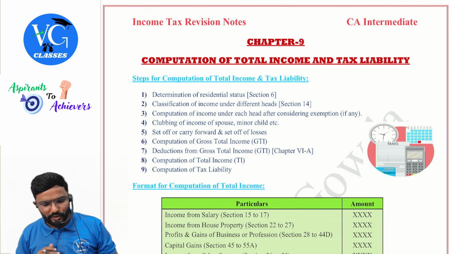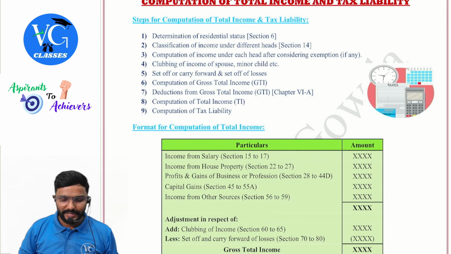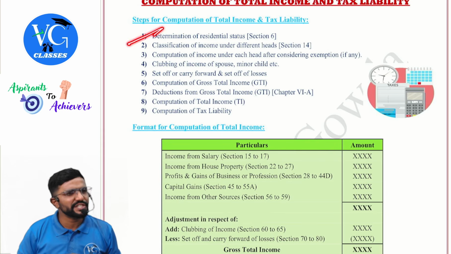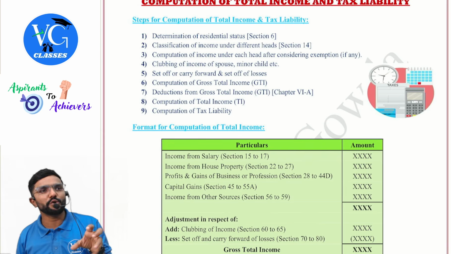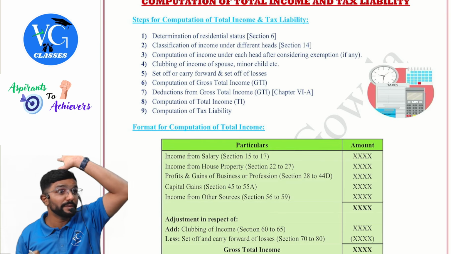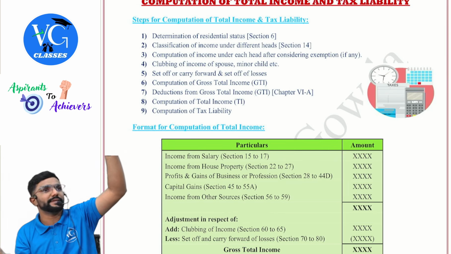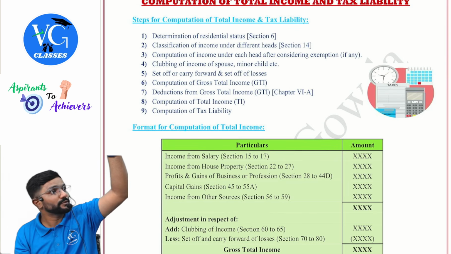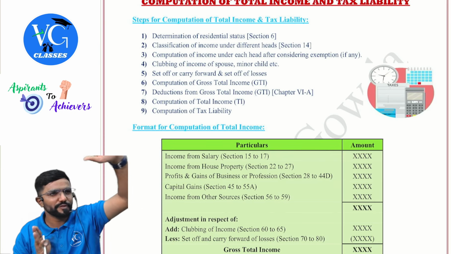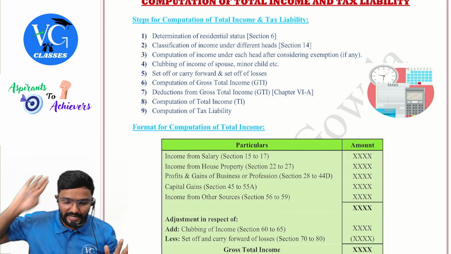Yes, sir. Chalo. First, steps for computation of total income and tax liability. Determination of residential status. Normally, when the question is on total income, guys, they would have given the residential status in the first or second line of the question only. But sometimes they ask a question on residential status as well as scope of total income. So if you observe some questions from the past exams, you will have an idea. Let us see that later.